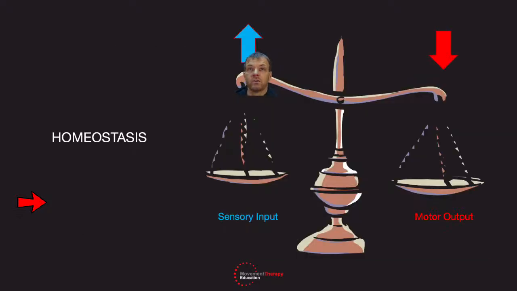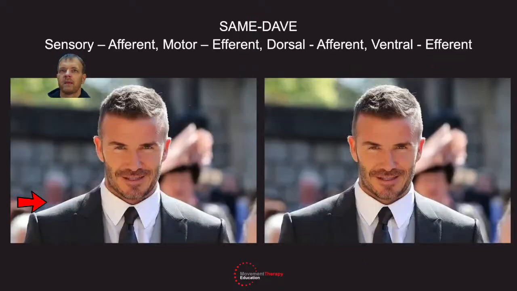Okay, so what the brain and the spinal cord is trying to do all the time is to create a homeostasis. So it's trying to create a balance. So we've got sensory input coming in, and then we'll have a response to those sensations via the motor output. Okay, so that's what the nervous system is trying to do. It's trying to create that balance.